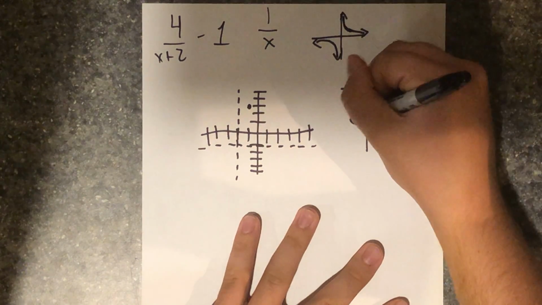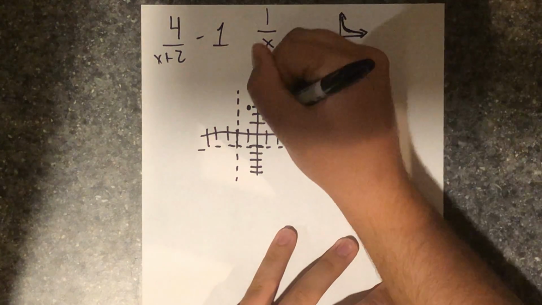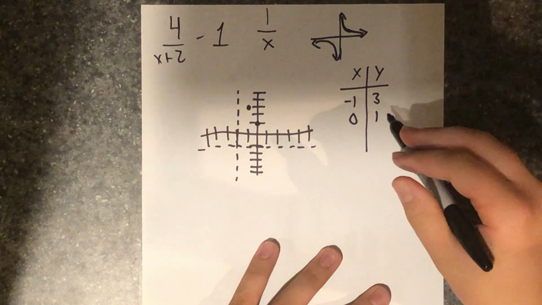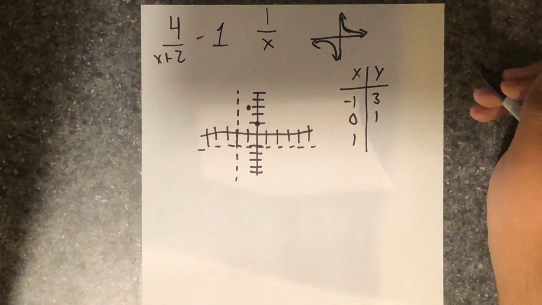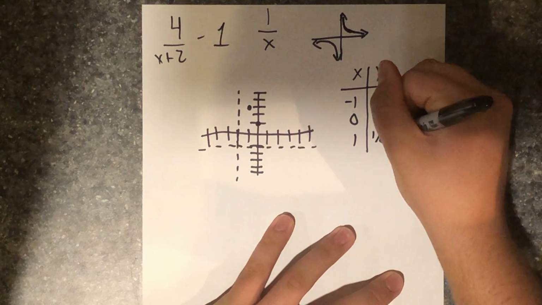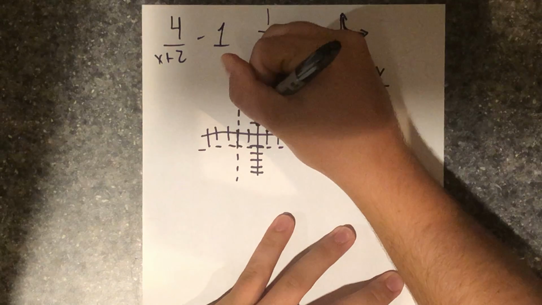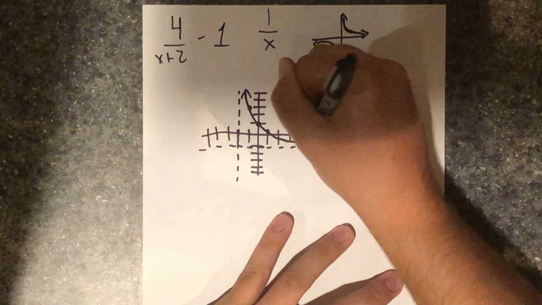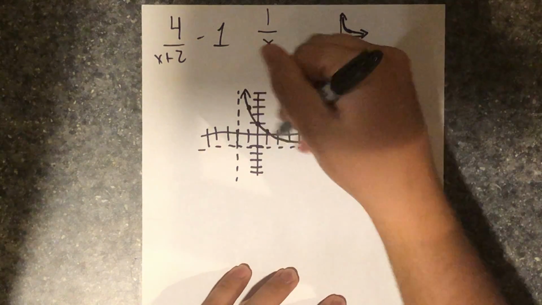Now let's do 0. 0 plus 2 is 2, 4 divided by 2 is 2, and 2 minus 1 is 1. So 0 will get you 1, and let's do one more. Let's do 1. 1 plus 2 is 3. 4 divided by 3 is 4/3, which is also 1 1/3, and 1 1/3 minus 1 is just 1/3. So that goes about right there. And so as it gets closer to our horizontal asymptote, the numbers get smaller and smaller. It never reaches -1, but it gets really close to it. So that's what this side of the graph will look like.